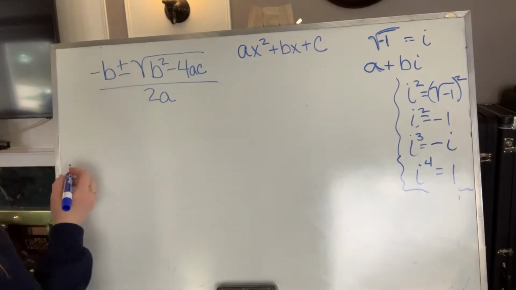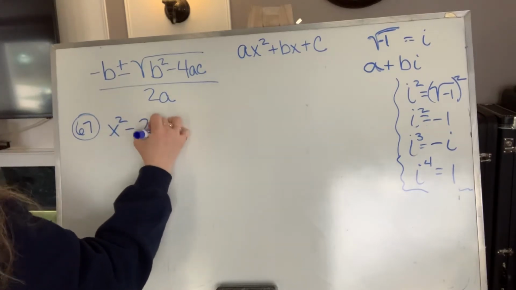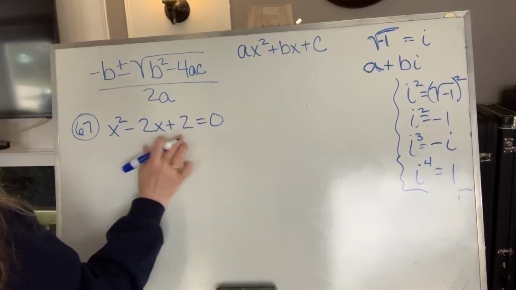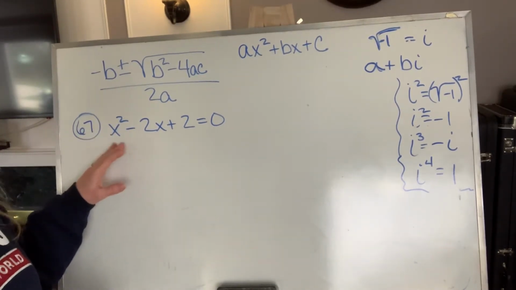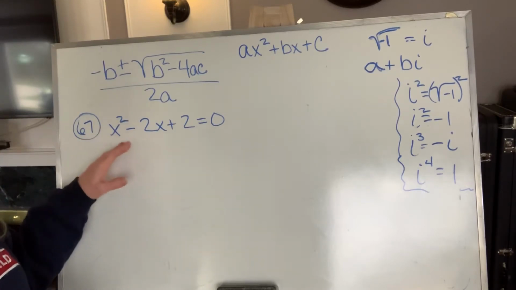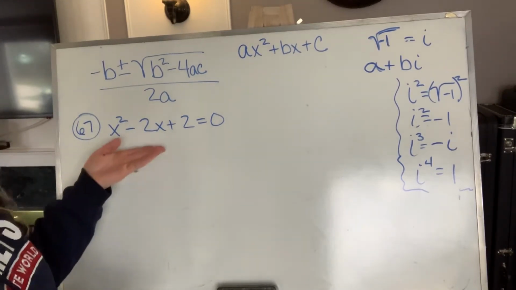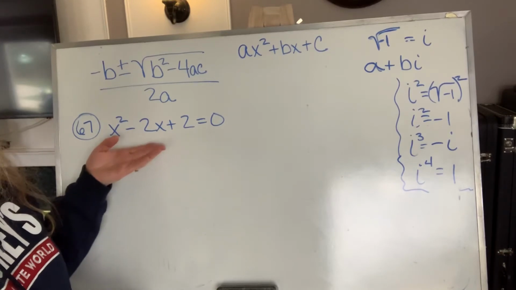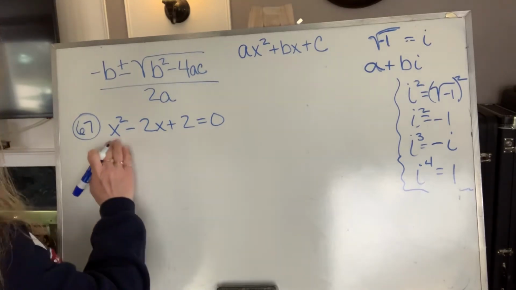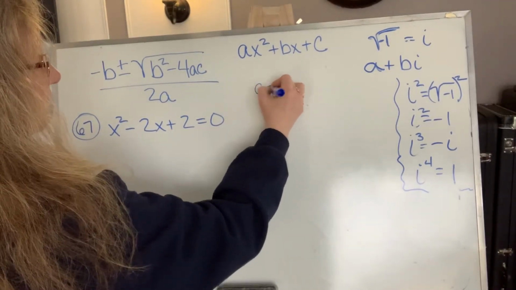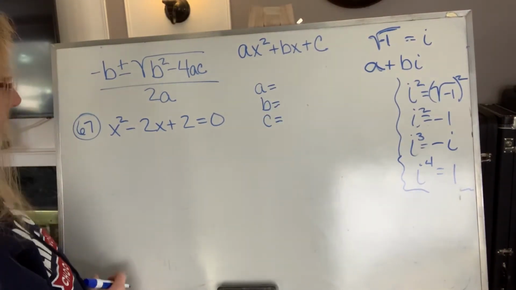So let me grab, let's try number 67. So I have x squared minus 2x plus 2 equals 0. And the whole purpose is, when I can't factor this, my AC method doesn't work, or guess and check, I can't find anything that's going to work. Maybe I even put it in my calculator and I can't find the zeros, it returns an error, says it doesn't exist. But there are imaginary roots that do exist, and I do have to comprehend those.